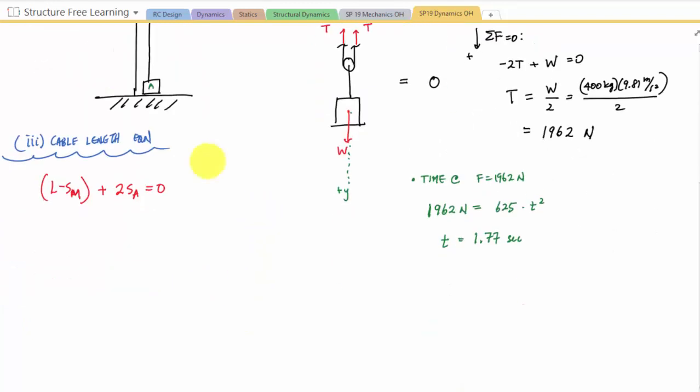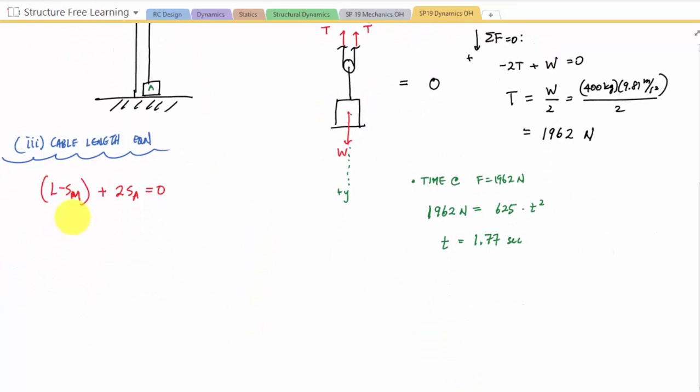equals 0. And if I take time derivatives, it would tell me minus Vm plus 2Va equals 0. And then I could also get acceleration. This would be telling me minus Am plus 2Aa equals 0. I would have those relationships.